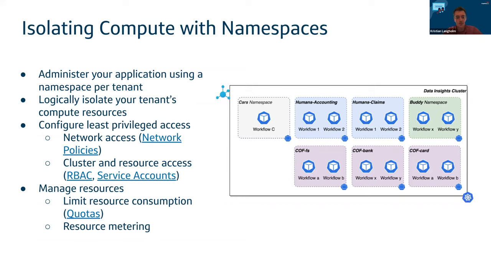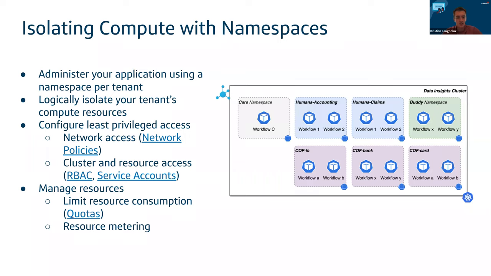Therefore, the machine learning as a service platform uses Kubernetes namespaces to implement a multi-tenancy model for compute isolation, as namespaces provide a means to house or isolate groups of resources within a cluster. In this use case, namespaces are used to house tenants running workflows. Every tenant has their own namespace and tenant workflows run in their designated namespace only. Isolating tenants to their own namespace allows us to administer tenants individually with their own configurations, limits, and permissions. Primarily, we use namespaces to ensure least privilege access and to manage resources on a tenant level.